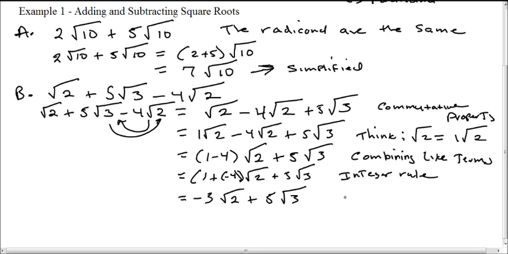Now again here, this is just simplified. We can go on and evaluate the expression by estimating the square root of 2 and estimating the square root of 3, but the problem simply asks us to simplify, and simplified is where we are.